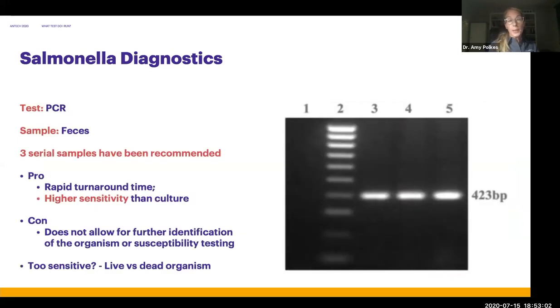What about PCR? Certainly, for PCR testing, 3 serial samples are recommended. So not the 5, but 3. What is the good part about this? It's a rapid turnaround time. It's higher sensitivity than culture, but it doesn't allow for further identification or susceptibility testing, just like we talked about with PCR. And then some people think that it might be too sensitive, live versus dead organism. Is it an active infection, et cetera? But certainly, I think PCR is a great option.